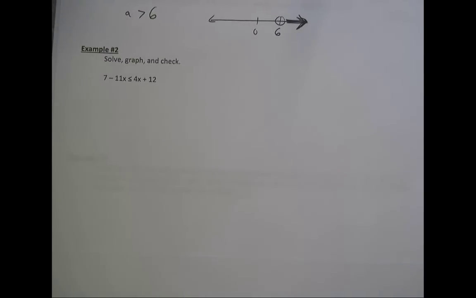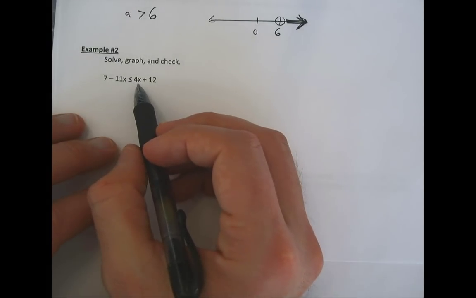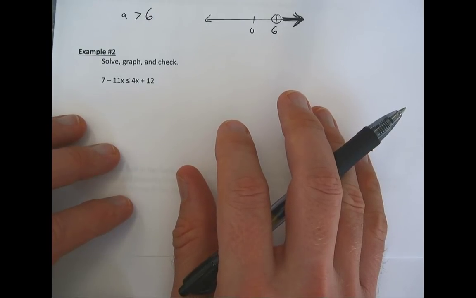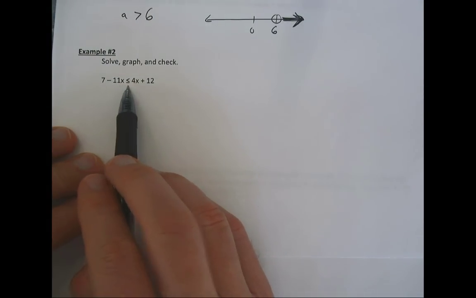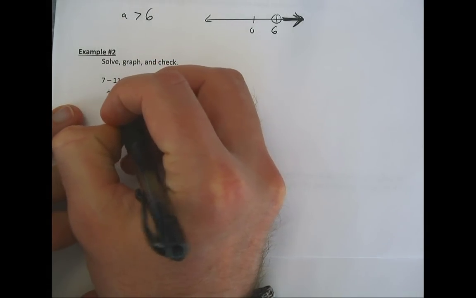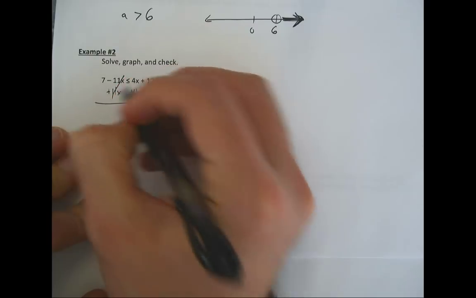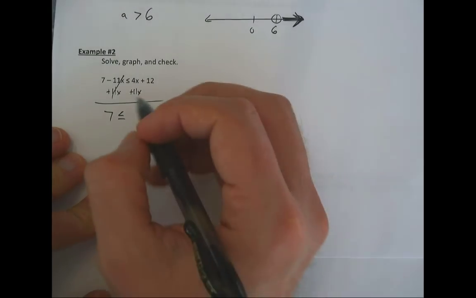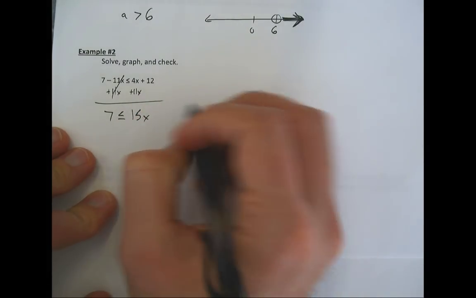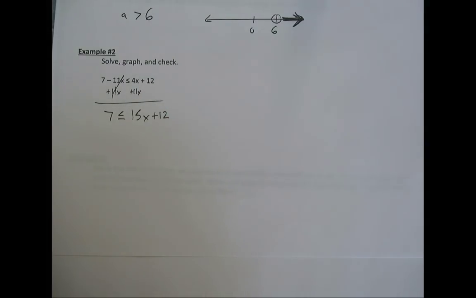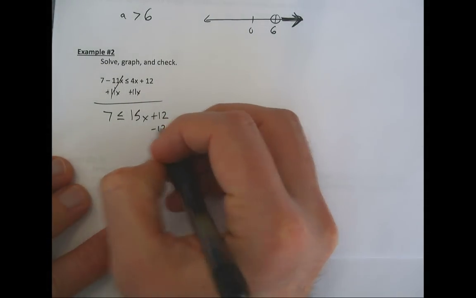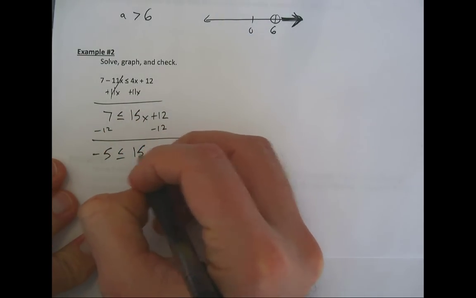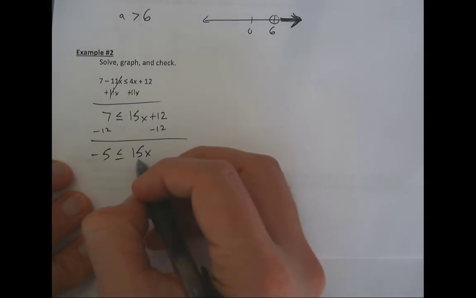So as we slide down to number 2, I've got an x on both sides of my inequality, and so I need to eliminate the smaller of the two to stay away from my negative numbers. So what I would want to do here is add 11x. Okay, so that leaves me 7. I haven't multiplied or divided by a negative, so I'm not flipping. It's going to give me 15x plus 12. Pretty straightforward from here. Minus 12, to get me negative 5 and 15x. And now I need to divide by the 15.